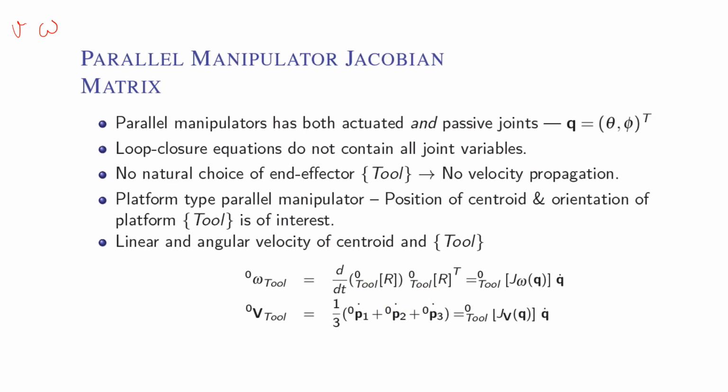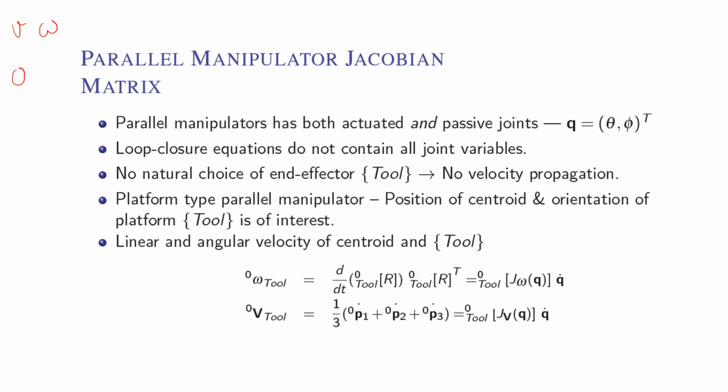So we could start from 0, which is a fixed coordinate system, and propagate upwards to link 1, link 2, and so on, right? In this session, we will be looking at the parallel manipulator Jacobian matrix. In a parallel manipulator, we do not have a single way of going from the fixed frame to the chosen end effector. There are multiple paths, multiple loops. So we need to look at how to obtain the parallel manipulator Jacobian matrix.